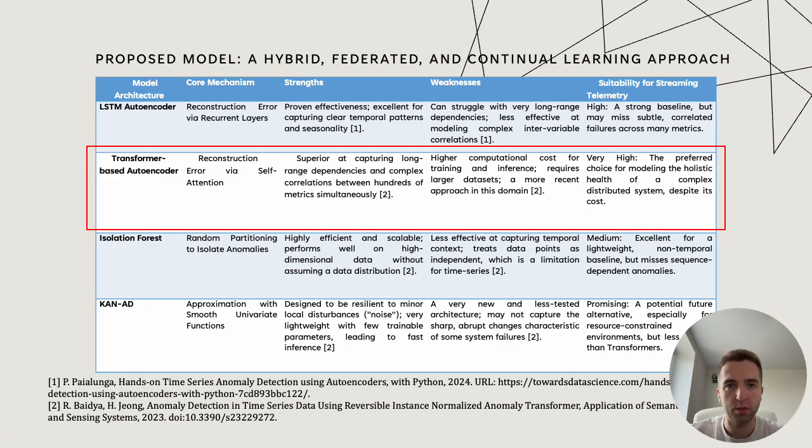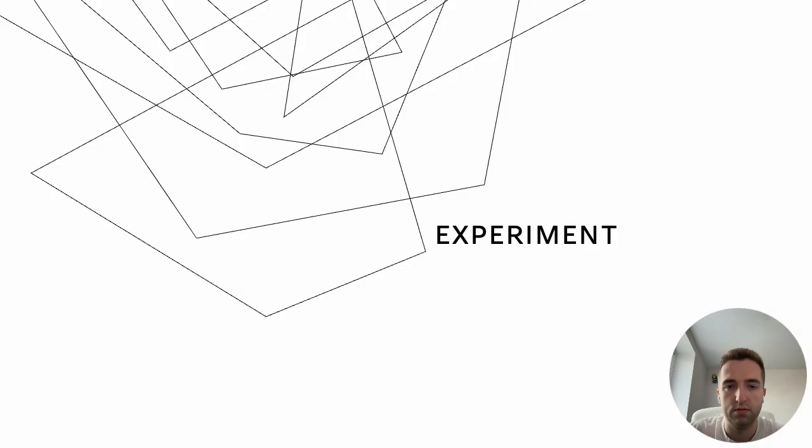To build the ML module, we analyzed the current approaches and architectures we can use. Among the mentioned, we decided to use a transformer-based autoencoder. Why? Because it's good at capturing long-range dependencies and complex correlations between hundreds of metrics simultaneously, and it's very stable. It is the preferred choice for modeling the holistic health of a complex distributed system despite its cost.